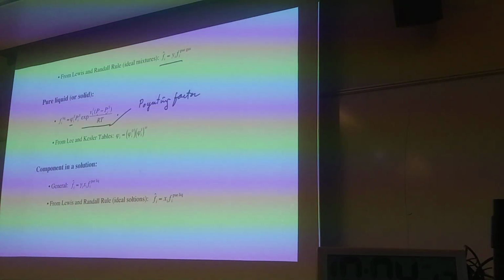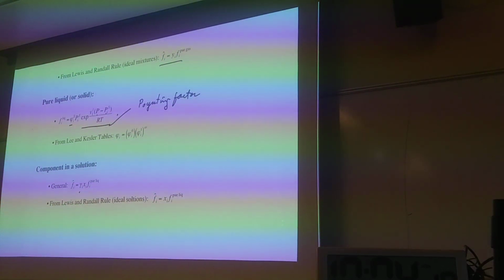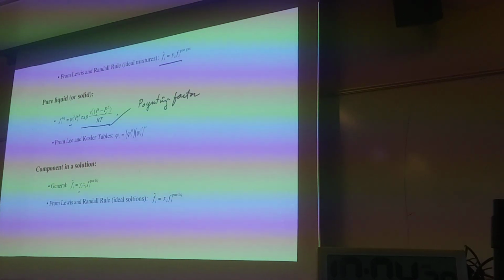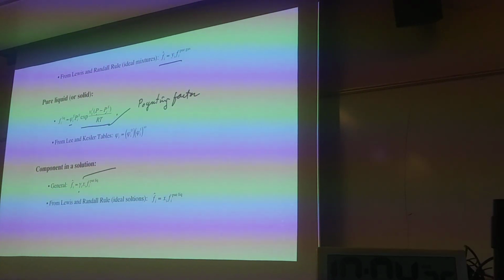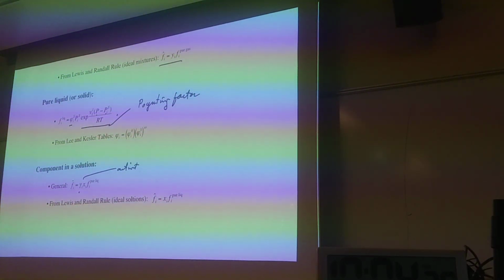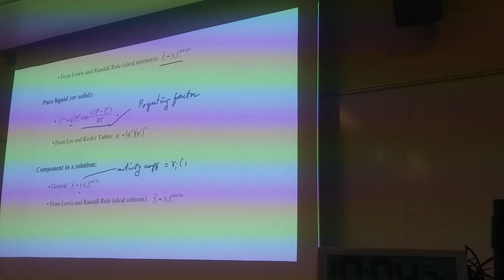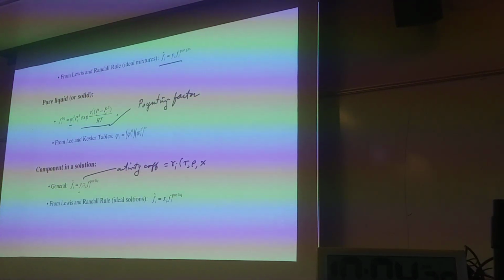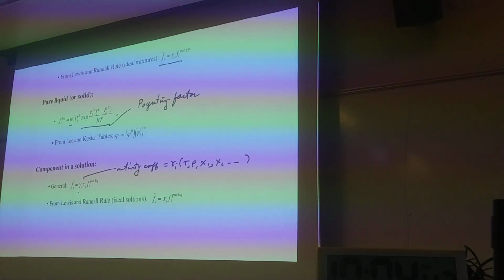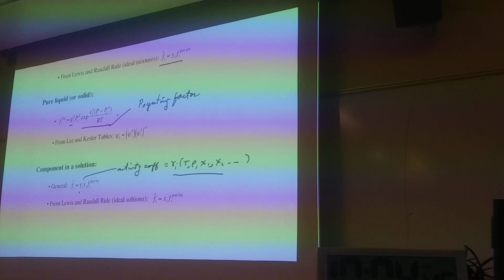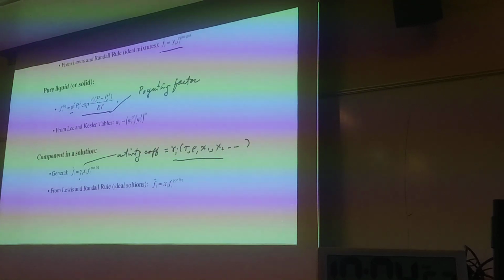And for a component in a solution, we can write it out this way, where we put a Poynting factor into the Lewis and Randall rule, recognizing that that activity coefficient is going to be a function of everything. So remember what that is. So a big job going forward is looking at correlations and evaluations of that, primarily out of phase equilibrium data.